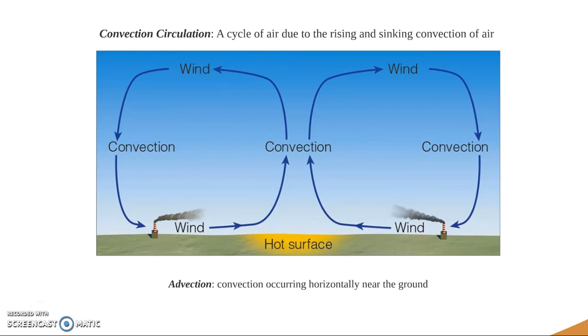One added point of convection is when we talk about convection right along the surface. This is what we usually have to deal with since we are on the surface, and convection right along the surface horizontally is what we call advection. So when you see that term thrown around throughout the course, you'll know that that's what it means. We're talking about convection horizontally near the ground.